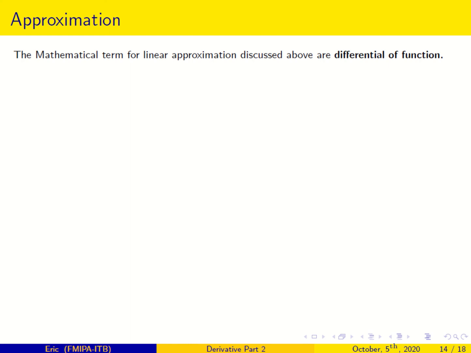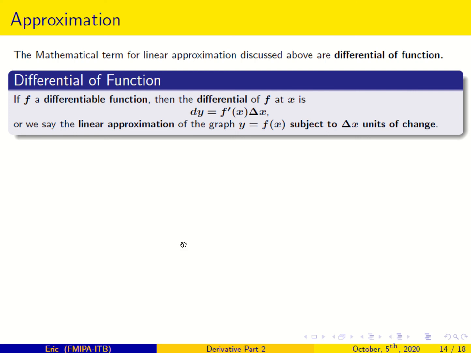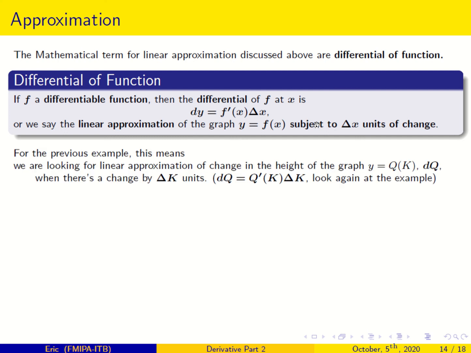The mathematical term for the linear approximation discussed above is usually called the differential of the function. So dy = f prime(x) dx is the linear approximation on the graph. For the previous example, this means we are looking for the linear approximation of the change in the height of the graph y = Q(K), that is dQ, when there is a change of delta K units. Now try to find this for the case of marginal analysis.